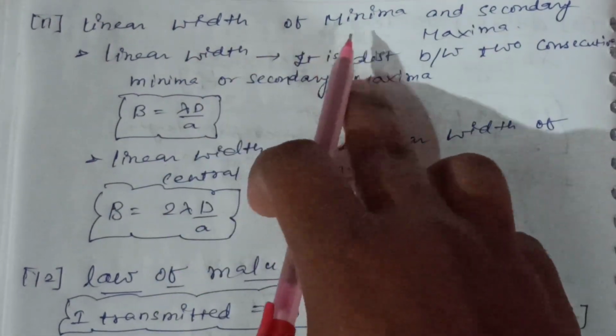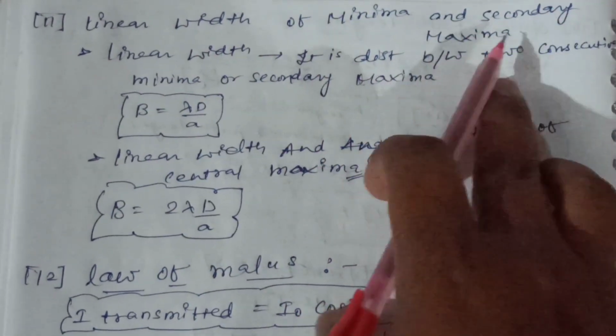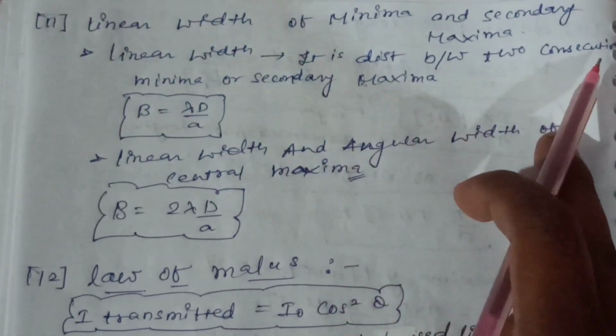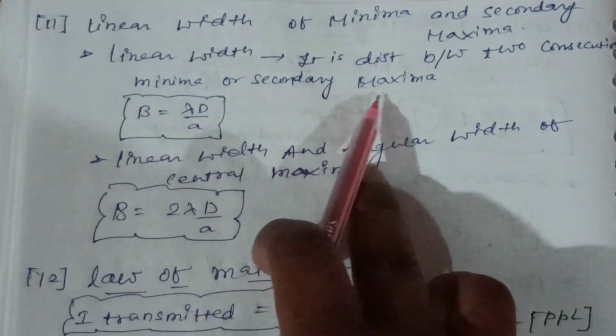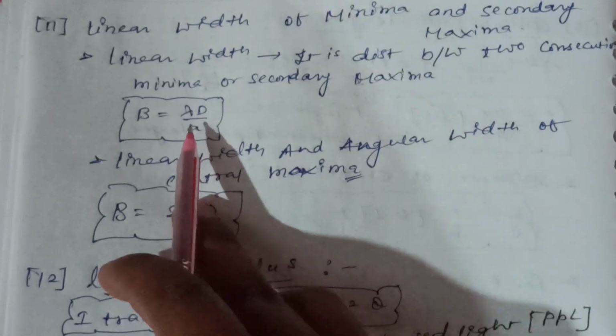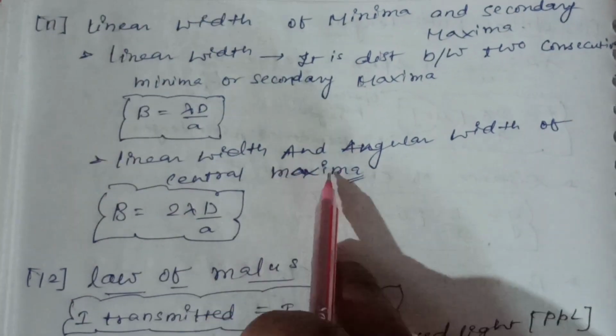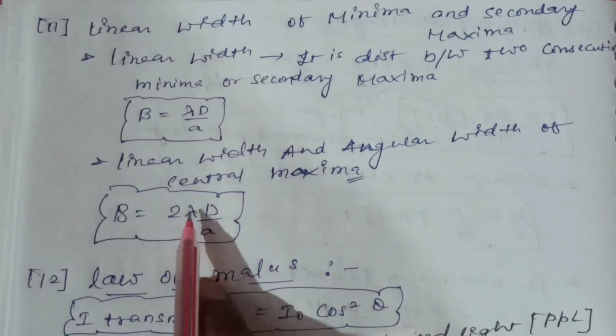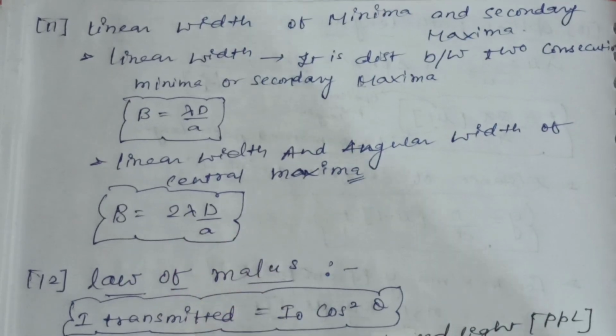Linear width of minima and secondary maxima. Linear width is the distance between two consecutive minima or secondary maxima. β = λD/a. Linear width and angular width of the central maximum: β = 2λD/a.